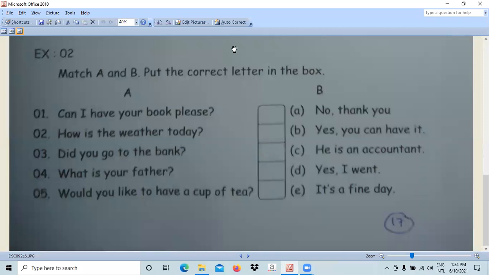Can I have your books, please? Yes, you can have it. How is the weather today? It's a fine day. Did you go to the bank? Yes, I went. What's your father? He's an accountant. Would you like to have a cup of tea? No, thank you.